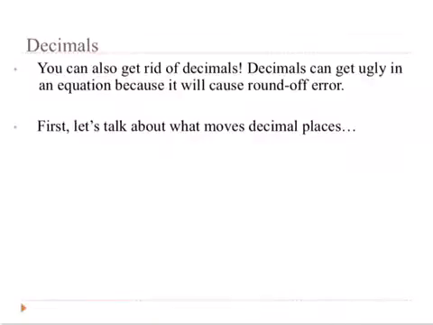And something you might also find exciting is that you can get rid of decimals. Decimals can get ugly in an equation because they cause round-off error. So let's talk about what moves decimal places. If we have the decimal 0.5, how do I get that decimal to move over to become a 5? Well, 0.5 is 5/10. And so to move that, I need to multiply it by 10.